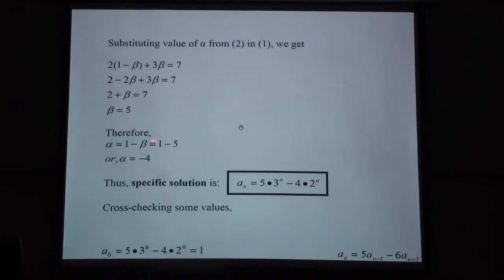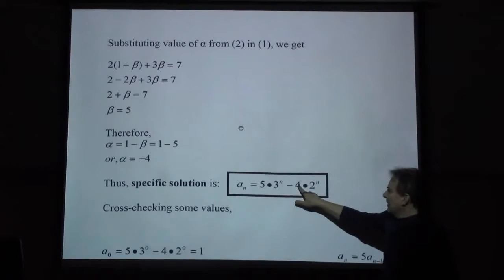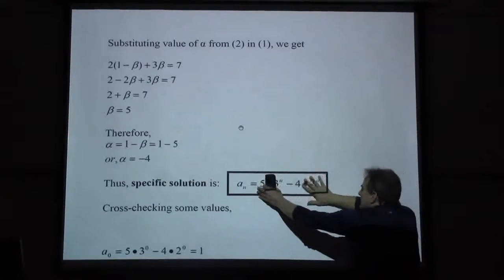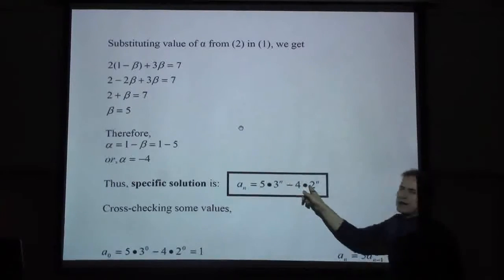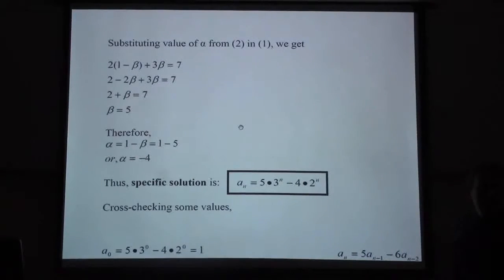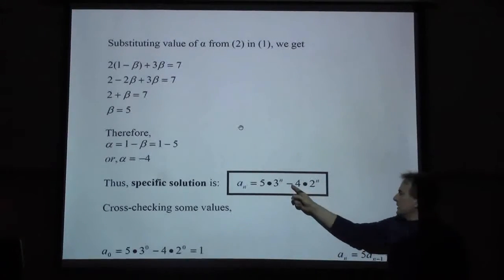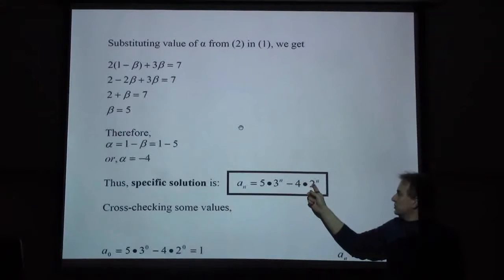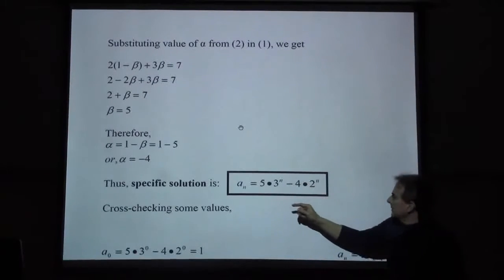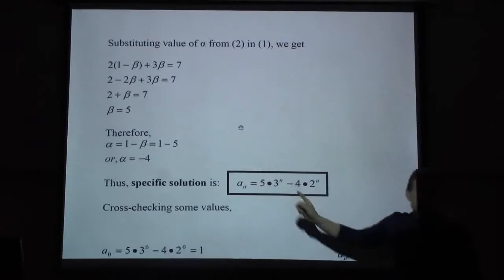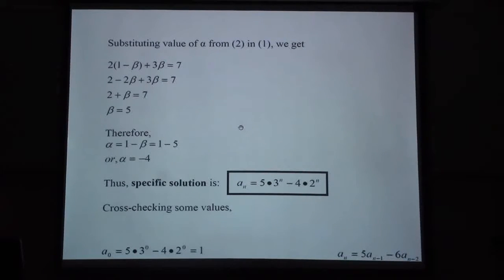So now that I have it, my alpha is minus 4. What I did was, because alpha is here, I switched them so that the minus is on the backside of the expression. So this is basically alpha times 2 to the n, plus beta times 3 to the n. But I really wrote beta 3 to the n minus alpha 2 to the n.